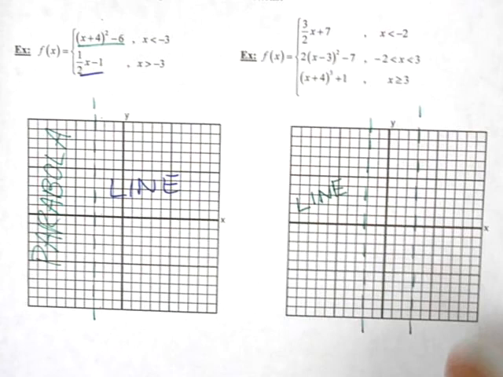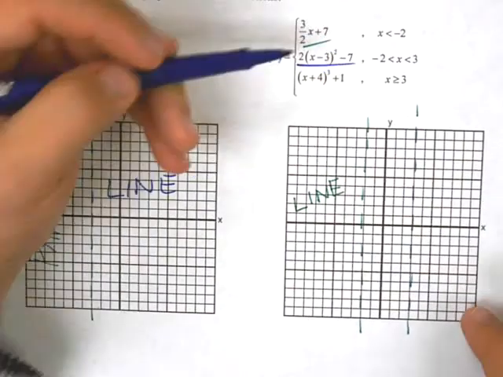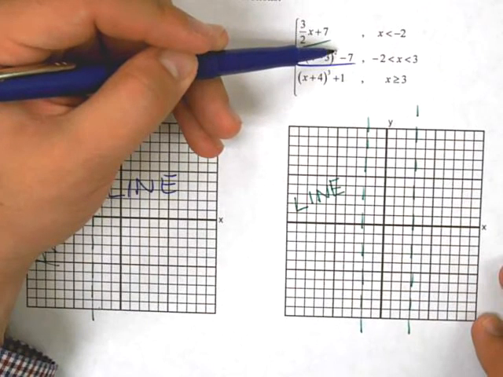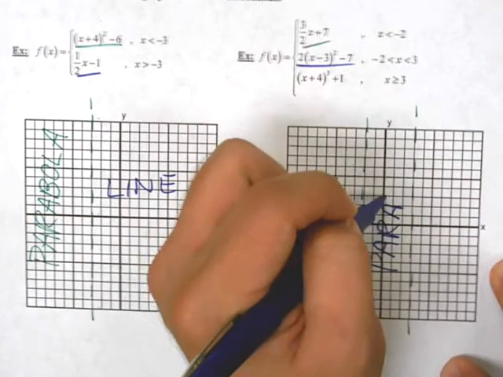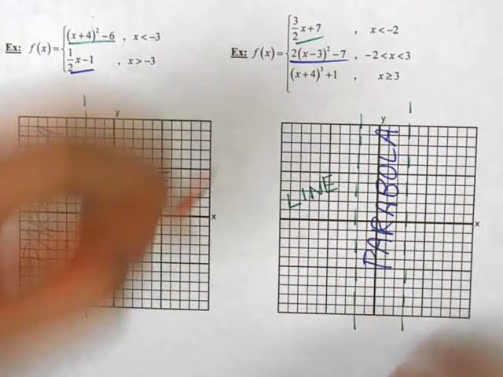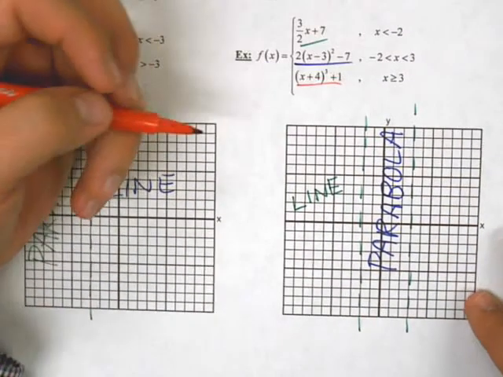And our next piece, and actually let me underline this one. Okay, our next piece has a square in it, so this is a square function, so this will be a parabola. And our last piece, ooh, I see a cube in there. Okay, so this will be cubic.